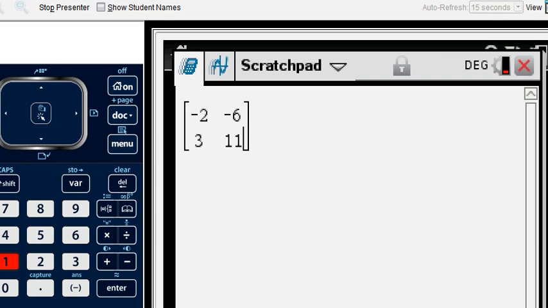-2, -6 is the top row. 3, 11 is the next row. Okay. So now I'm going to move my cursor so it's on the outside. See how it's on the outside of the bracket? Then I'm going to push my little caret, which makes a little box show up in the corner. And I'm going to put -1.